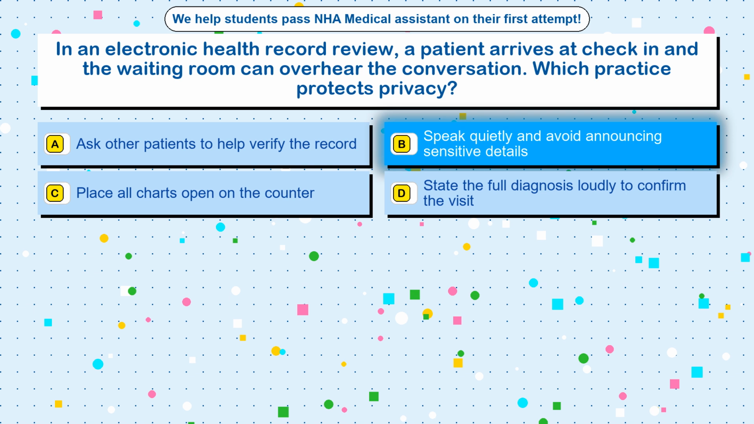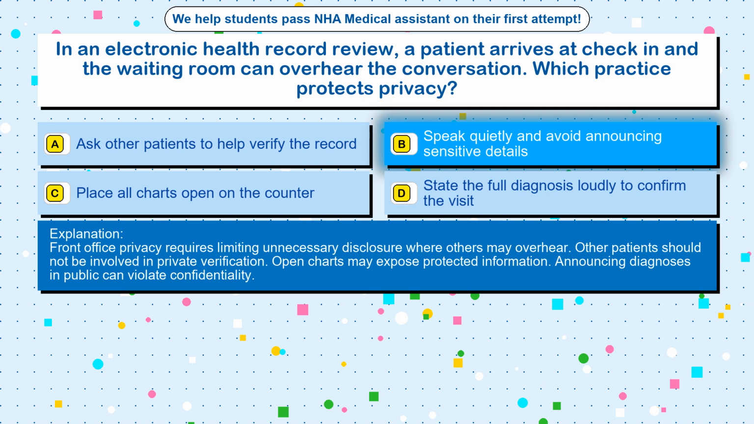The correct answer is option B. Speak quietly and avoid announcing sensitive details. Front office privacy requires limiting unnecessary disclosure where others may overhear. Other patients should not be involved in private verification. Open charts may expose protected information. Announcing diagnoses in public can violate confidentiality.